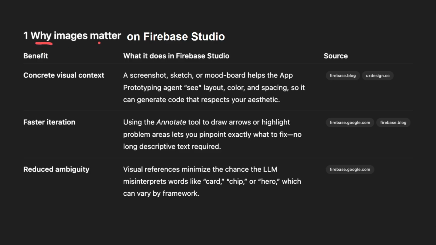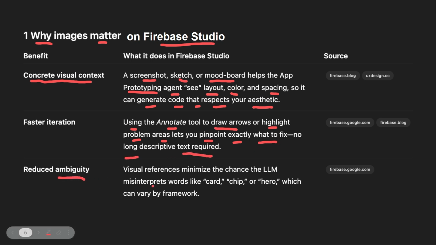Okay, but why do images matter on Firebase Studio? The idea is that concrete visual context, a screenshot, a sketch, or mood board helps the app prototyping agent see the layout, the color, the spacing, so it can generate code that respects your aesthetic. Faster iteration: using the annotate tool to draw arrows or highlight problem areas lets you pinpoint exactly what to fix, no long descriptive text required. And reduced ambiguity: visual references minimize the chance of the LLM misinterpreting words like card, chip, or hero, which can vary by framework. So this is according to the Firebase documentation.